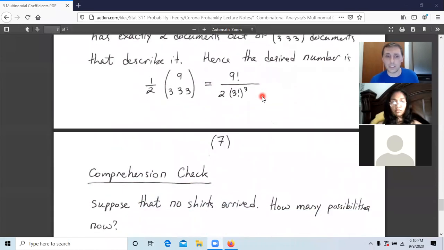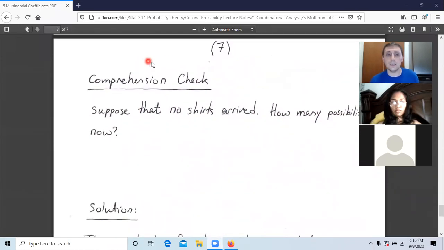And here is a comprehension check. So here you have no shorts arrived. How many possibilities now, please?